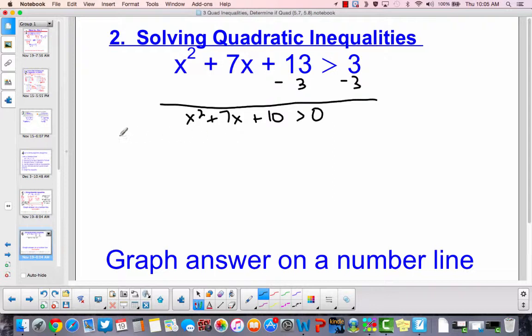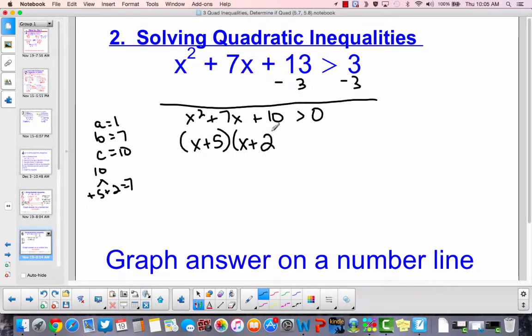Now I think of that as the equality, and I'm going to factor it. A is 1, B is 7, C is 10. What multiplies to give me 10 and adds to give me 7? A positive 5 and a positive 2 would give me a positive 7. So that's going to factor into x plus 5 times x plus 2. And we're thinking about that equaling 0 because we're going to find our endpoints. So I say x plus 5 is equal to 0 or x plus 2 is equal to 0. If x plus 5 is equal to 0, then x equals negative 5. If x plus 2 is equal to 0, subtract 2 and we get x equals negative 2. Those are my endpoints.